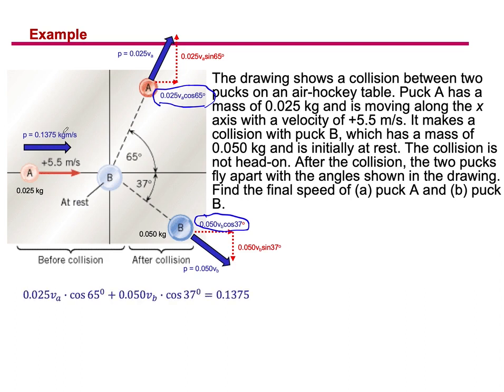In other words, we can write it this way. Here's one of them, plus the other one has to equal the initial. Why? Momentum has to be conserved, and these are the only horizontal components afterwards.